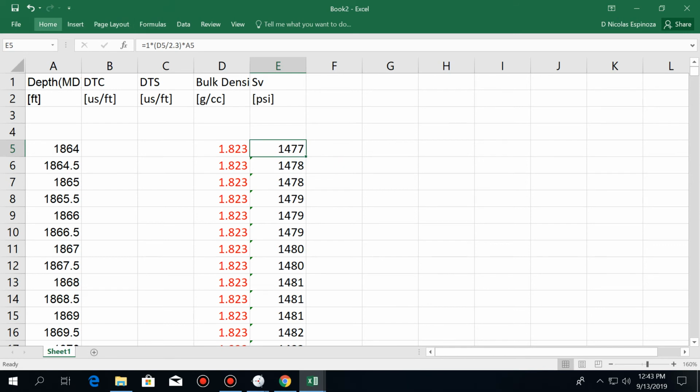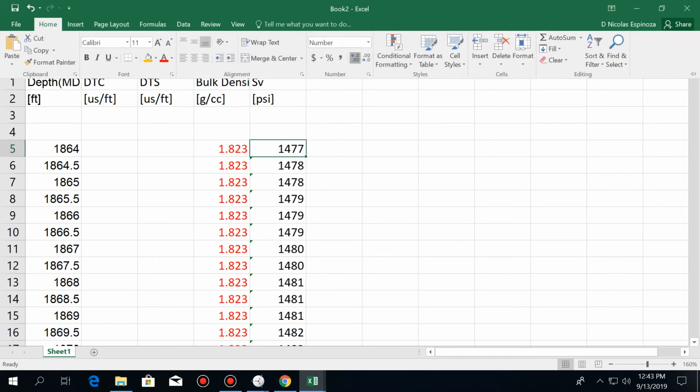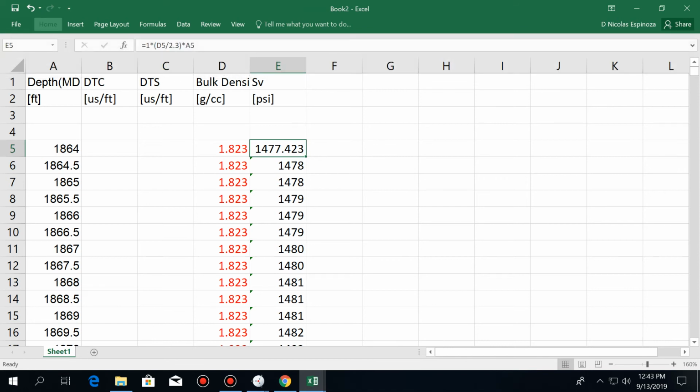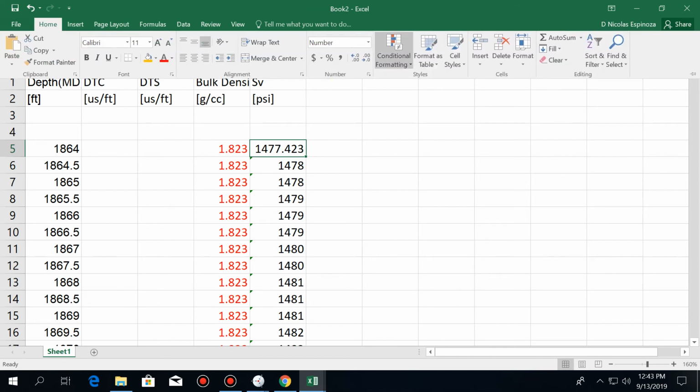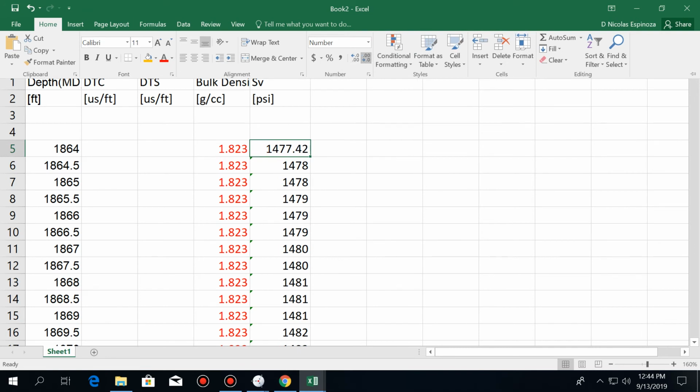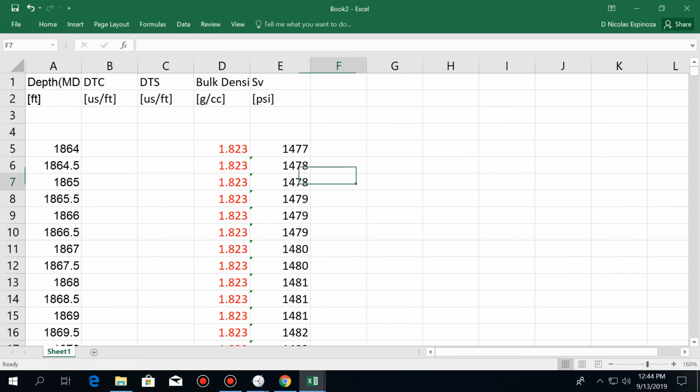If I were to tell you that the vertical stress is 1477.423, that's totally meaningless, because we have a lot of uncertainty in this measurement, and probably it's, I don't know, plus or minus 50 psi. So given this, the number doesn't make any sense. That's why I'm just going to provide this in psi.